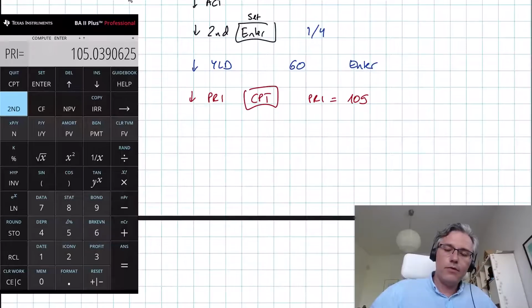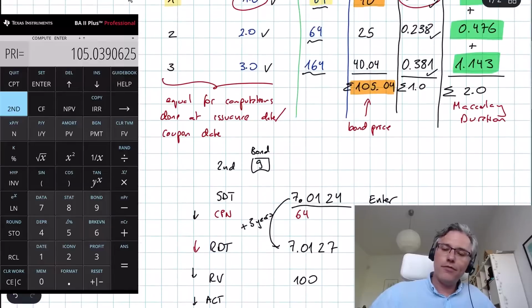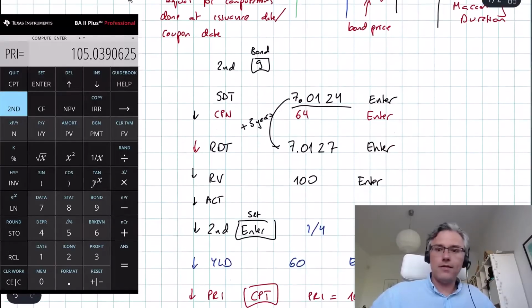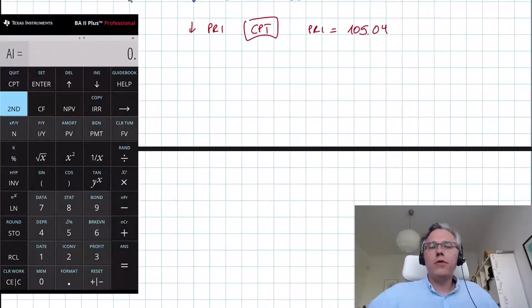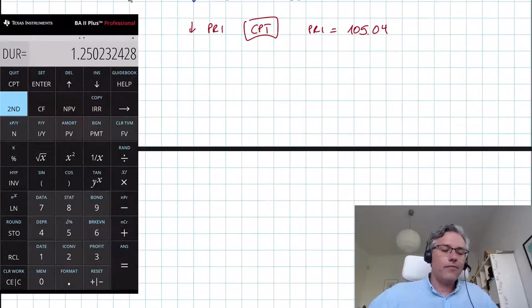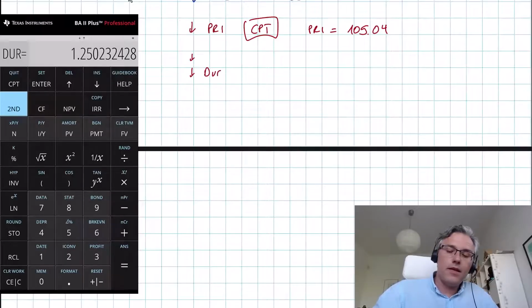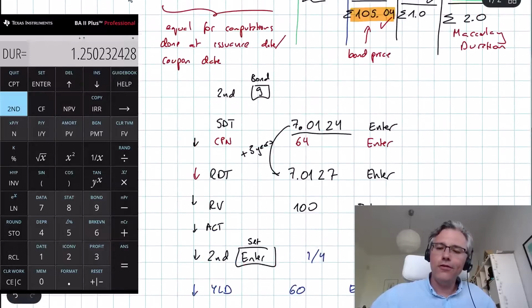So to compute the price, we press the CPT key, and out pops a price equal to 105.039 or 04, which is exactly the price I derived over here. So that's a good sign. Because I'm assuming everything is happening on the coupon payment date, we've got no accrued interest, and then you see the parameter duration displaying 1.25, which is absolutely not what we got.